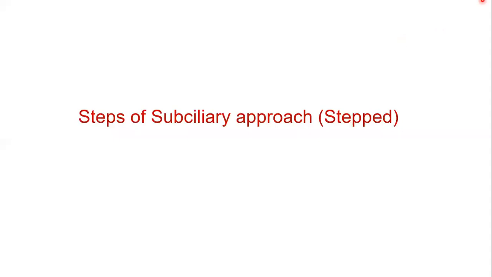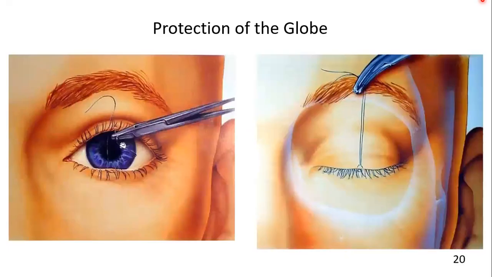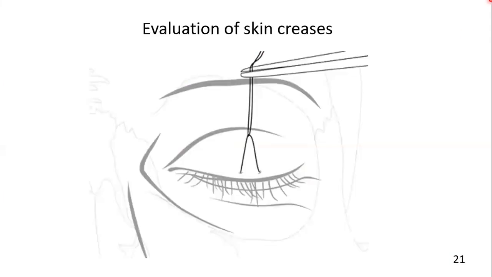Now we will explain the steps of the subciliary approach, that is option 3. Protection of the globe is the first step. A temporary tarsorrhaphy is recommended to help protect the cornea. This is done by employing a mattress suture. Here you can see the suture is left long to be used as a traction suture for the dissection.